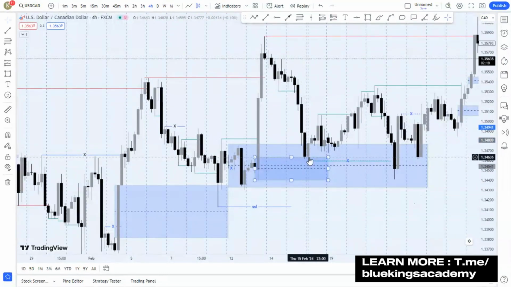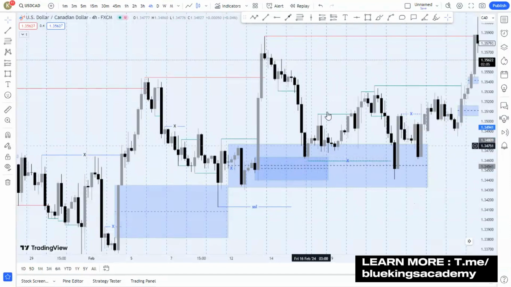inside a discount POI. So your draw on liquidity next is going to be down, so you're going to look for sells for some time till you get to that discount POI here. And then when you get there, you know your next draw on liquidity is going to be up here.